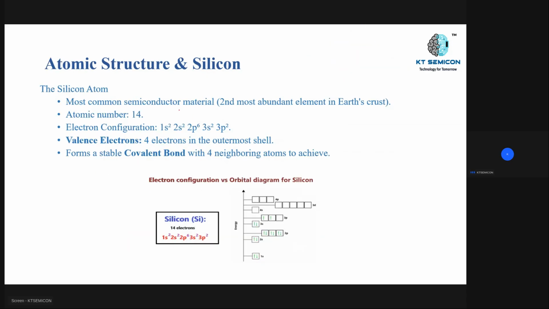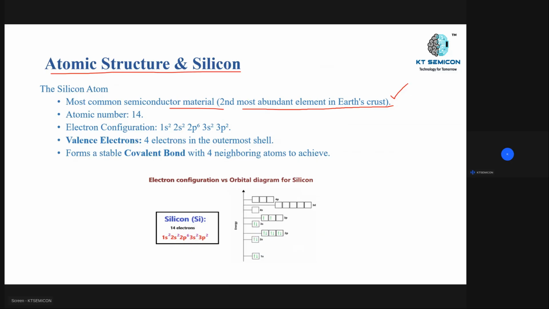Next, the atomic structure of silicon. Why is silicon used? The silicon atom is the most common semiconductor material, and it is the second most abundant element in the earth's crust. That's why we use it.